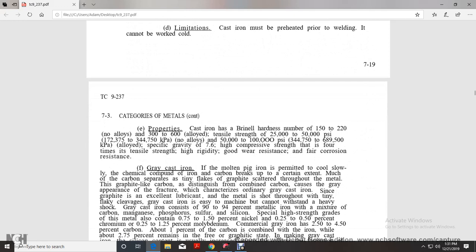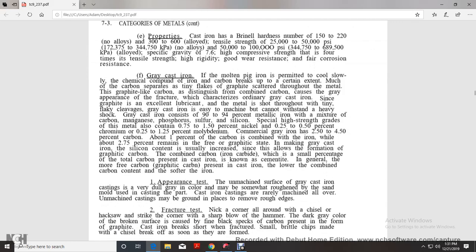Properties: cast iron has a Brinell hardness number of 150 to 220 unalloyed and 300 to 600 alloyed, with a tensile strength of 25,000 to 50,000 psi, and 50,000 to 100,000 psi alloyed, or about 689,000 kilopascals. Specific gravity is 7.6. It has high compressive strength, four times the tensile strength, high rigidity, good wear resistance, and fair corrosion resistance.